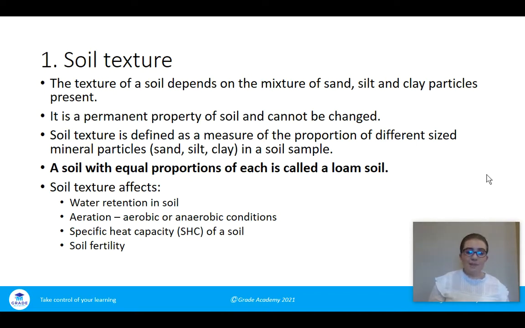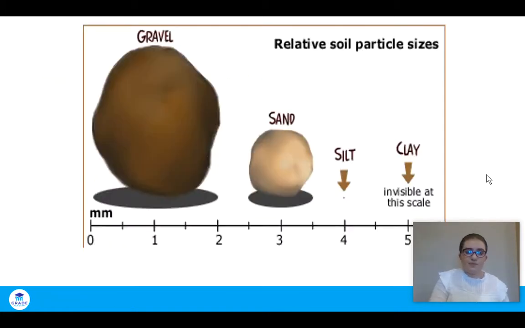The specific heat capacity of a soil will also be influenced by the soil texture. So certain soils will heat up faster. And soil fertility is also influenced by the soil texture. Clay soils naturally have a lot of humus present in them, so they would be quite fertile. But clay soils can also be known as cold soils, so they can be quite hard to heat up and hard for the heat to actually move around them.